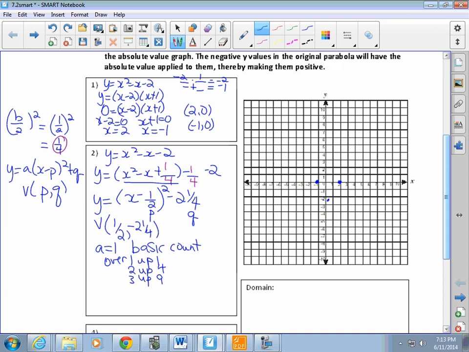So then I'm going to do my up and overs. So from here I'm going over 1, up 1. So that'll put me there. Over 1, up 1 will put me about there. And it's kind of in between. And then I would go over 1, over 2, up 4.